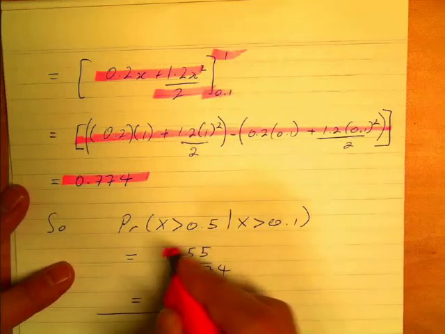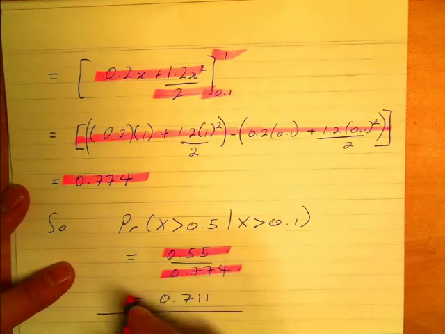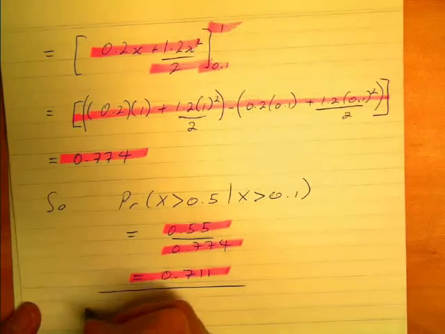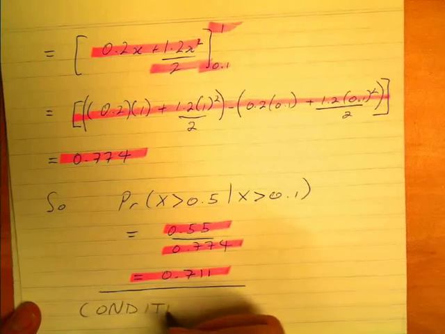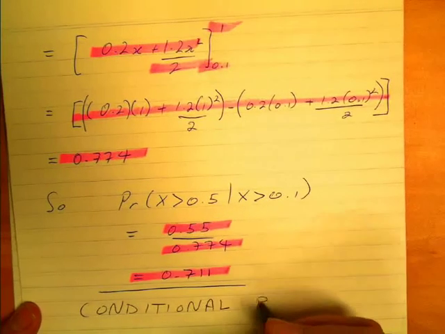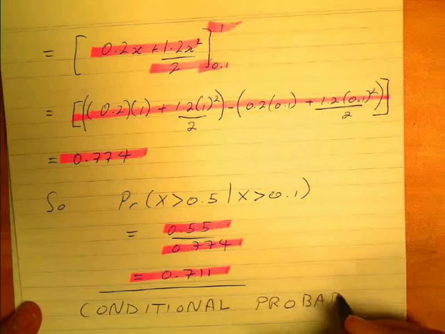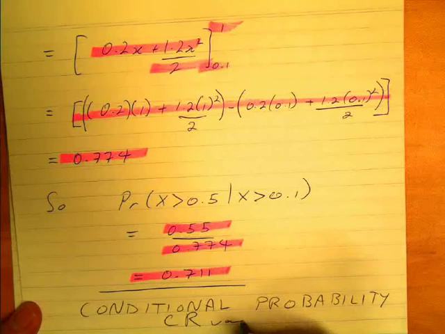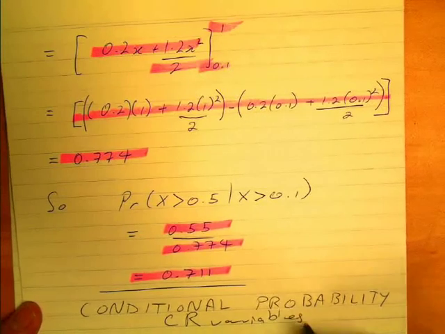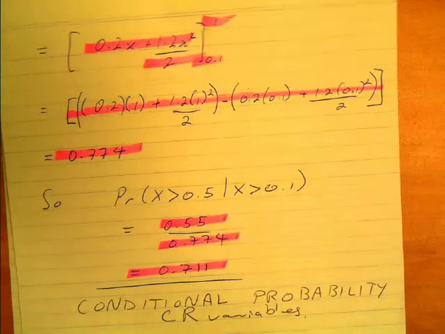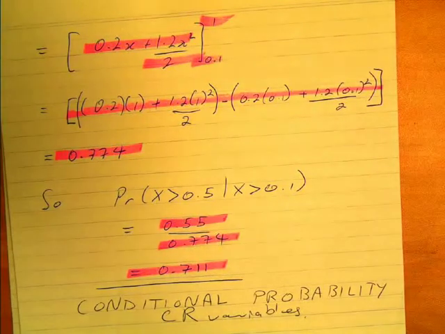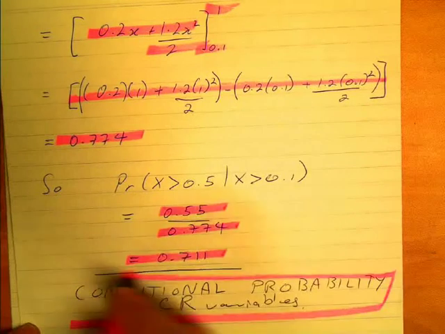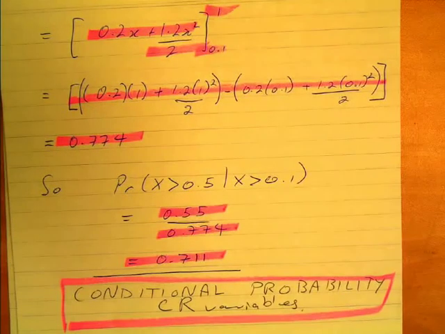So now using my rule, all I do is divide 0.55 by 0.774 and I get 0.771. And that's a conditional probability question with continuous random variables. And there'll be some questions on the Google presentation that you can have a crack at, using that as your example.